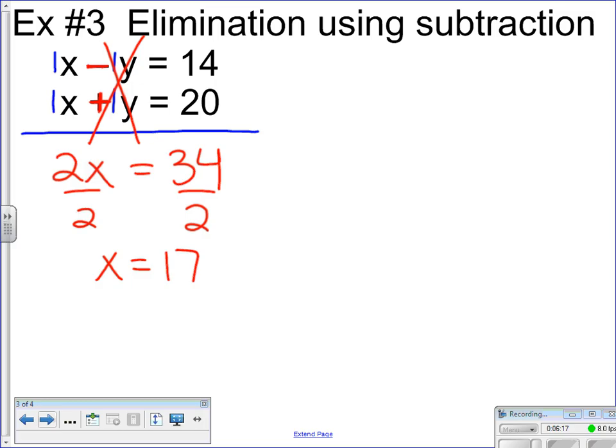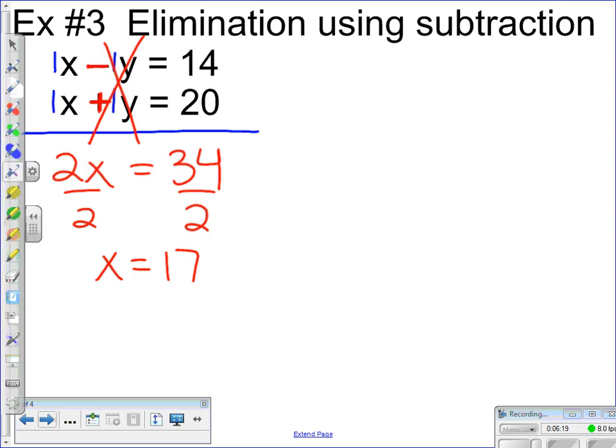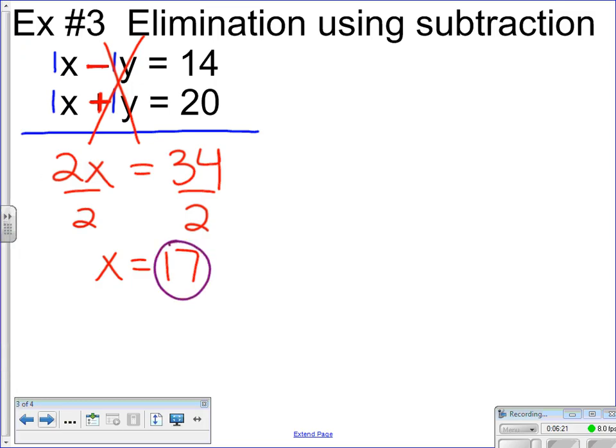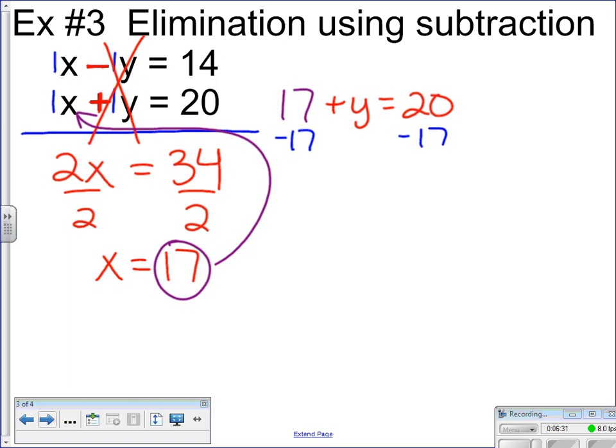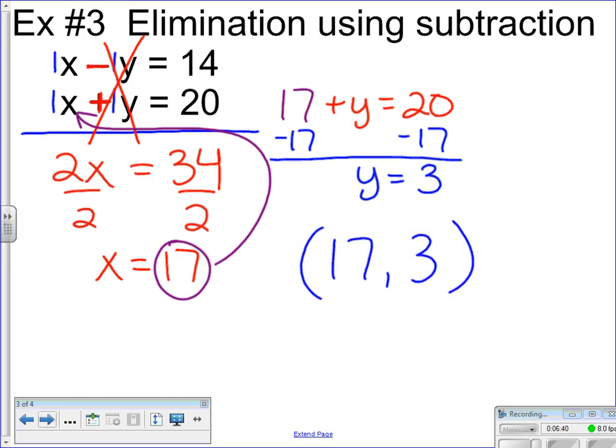And then don't forget to take that 17 back up and plug it in. 17 plus y equals 20. Subtract 17 from both sides, and you get y equals 3. Then your ordered pair will be 17 and 3.